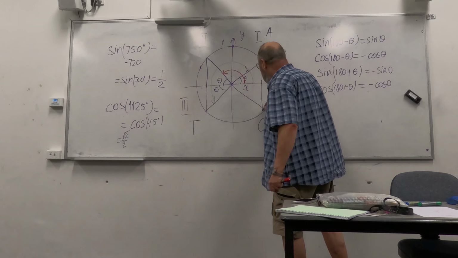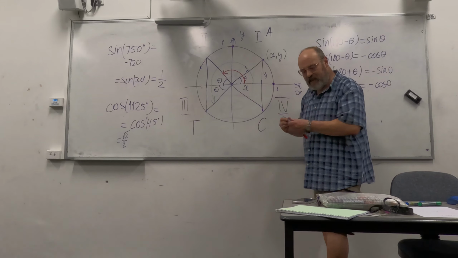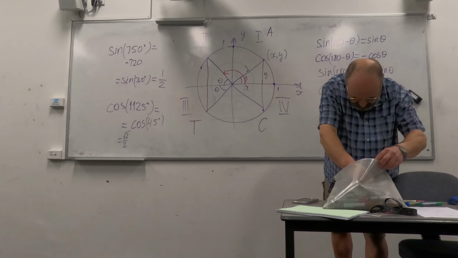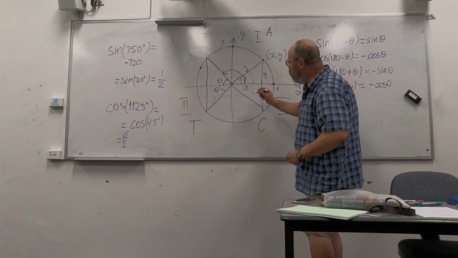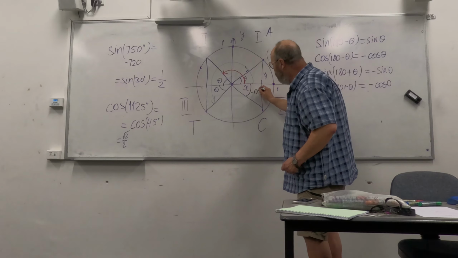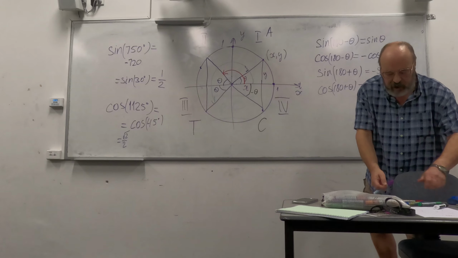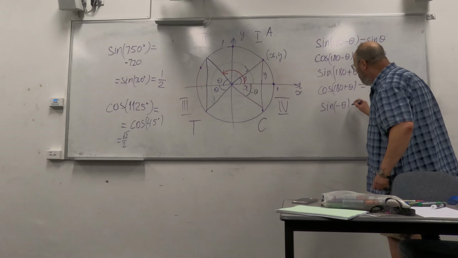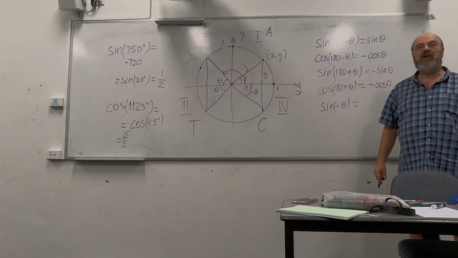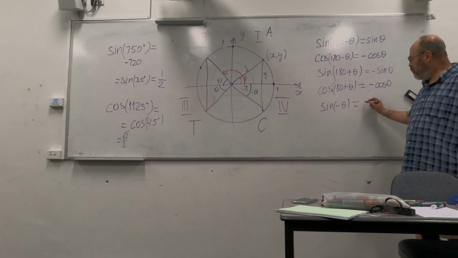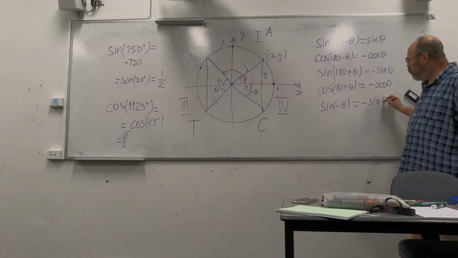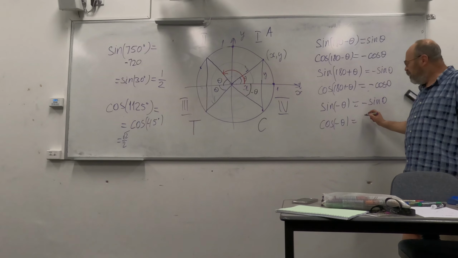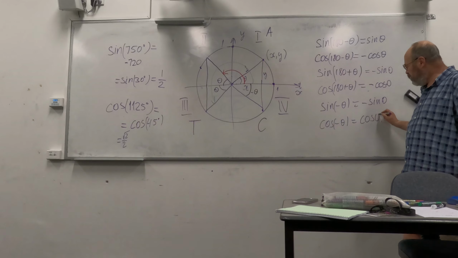And the last one, same thing but different: this will be negative theta. So what does sine negative theta equal? Negative sine theta. What is cos negative theta? The same thing, equal to positive cos theta.